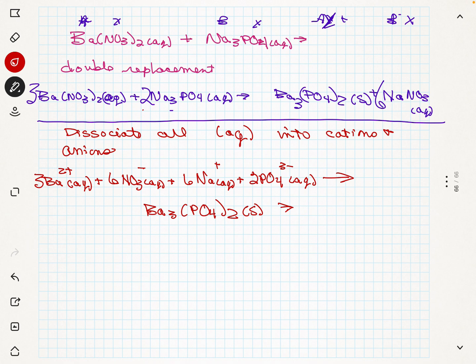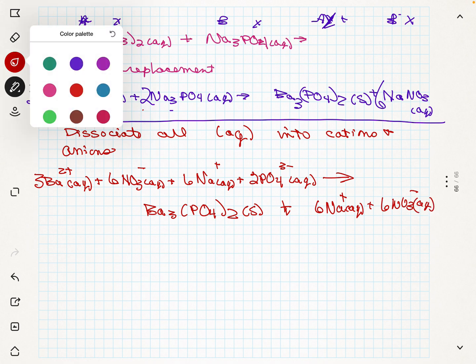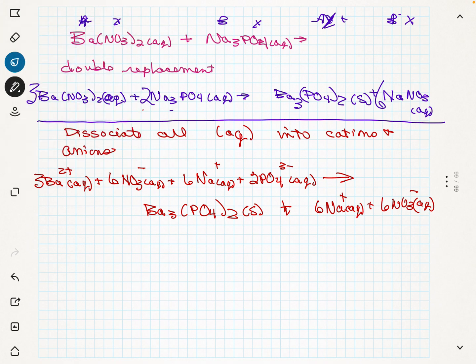Next, my second is 6Na+ and 6NO3- aq. Almost done now. We're going to cross off our spectator ions. In this case, we have these sodium ions and the nitrate ions. Finally, we rewrite the net ionic equation, which, if we've done it correctly for a double replacement reaction, will have 4 species represented.